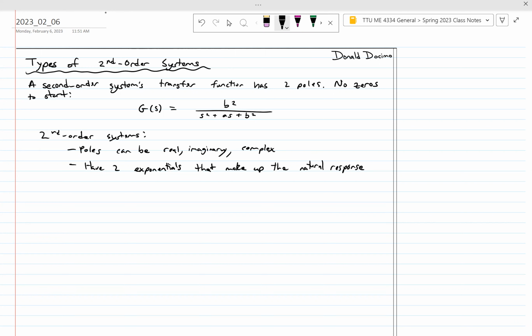Right? First order systems, their natural response had 1 exponential in there. This time we'll have 2. Well, in most cases, right? There will be 1 exception to that. So with exceptions.